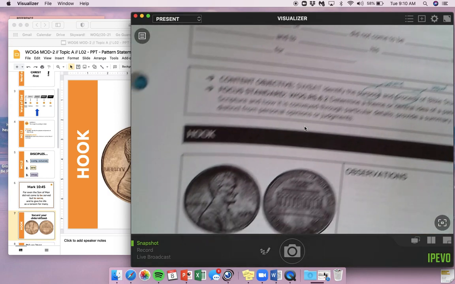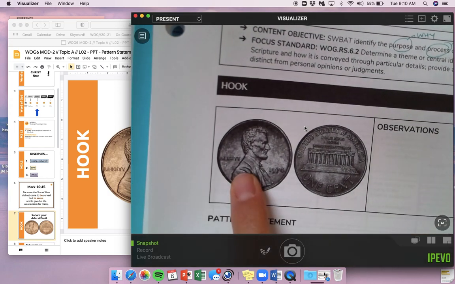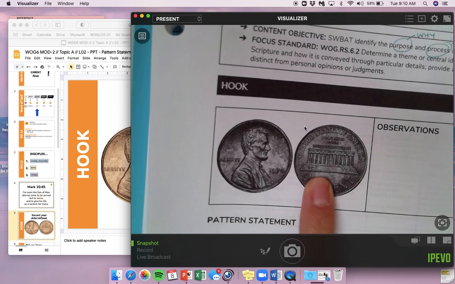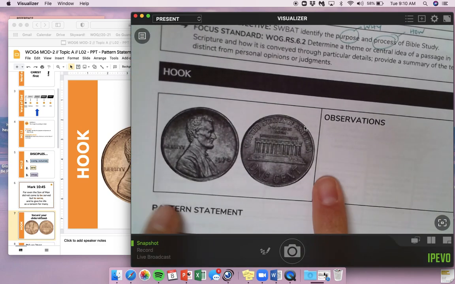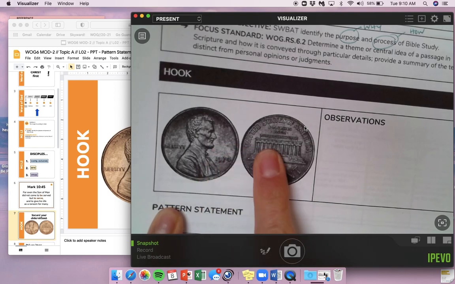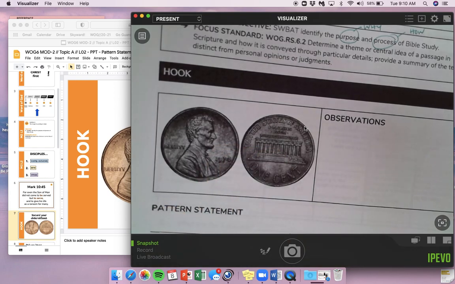Okay, we're going to move on to our hook. I want you to take a look at this, and I want you to write observations. Just tell me what you see or notice about this. Teachers, go ahead and pause, and then students share out your observations. Go ahead and pause the video.